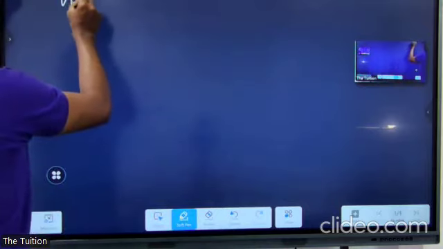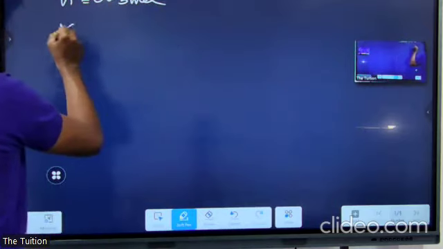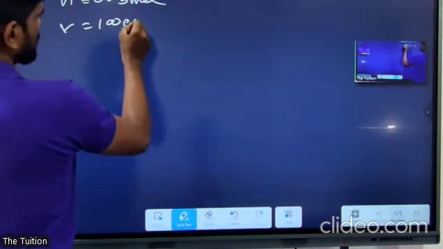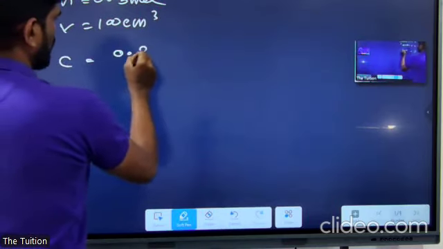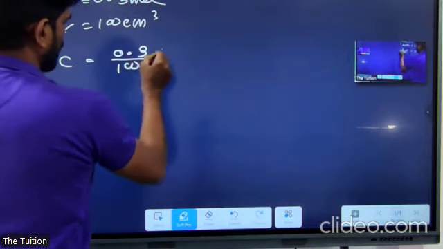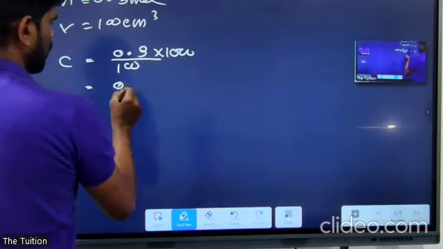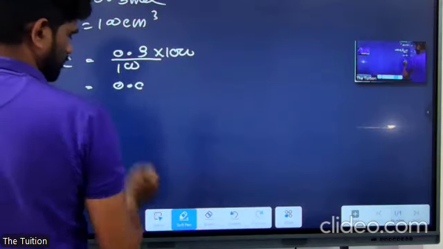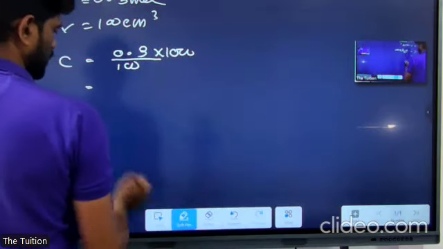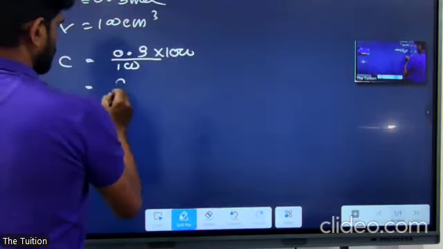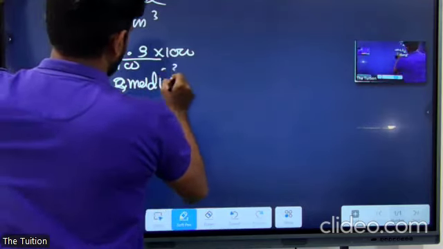N equal 0.3 mole, V equal 100 cubic centimeter. Let's calculate the concentration: 0.3 divided by 100 multiplied by 1000. Right? The concentration is 3 mole per cubic decimeter.